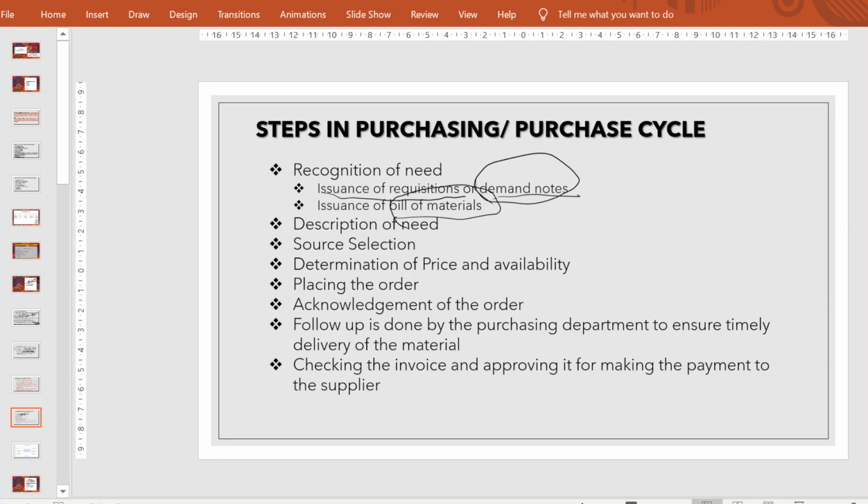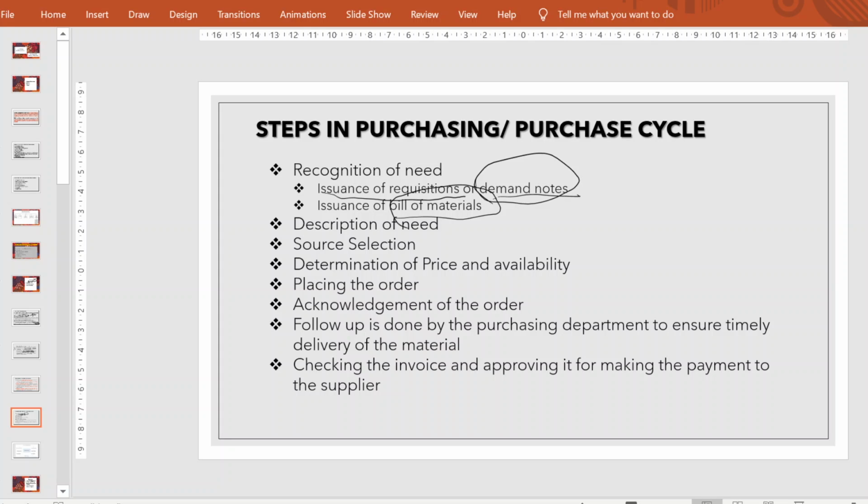Next one is description of the need. When you are specifying your need, you should make sure what the specifications needed are. For example, if you need an integrated circuit, naturally the number for that particular integrated circuit should be written. The details of the same should be written. All those things will be described. Okay, and once that is given, then the purchase department will be doing the source selection.